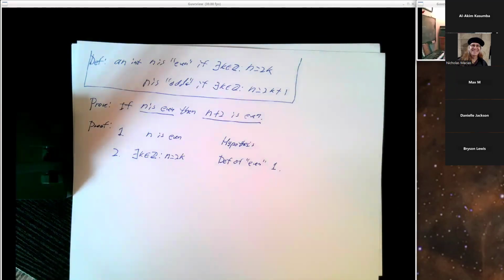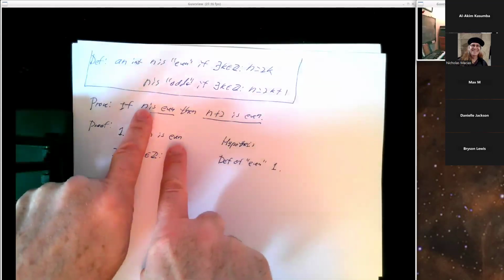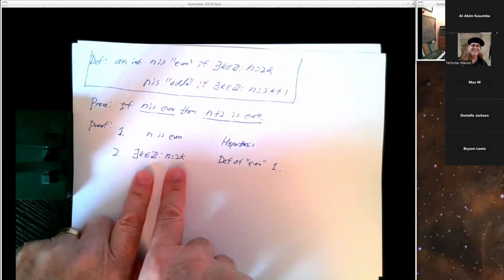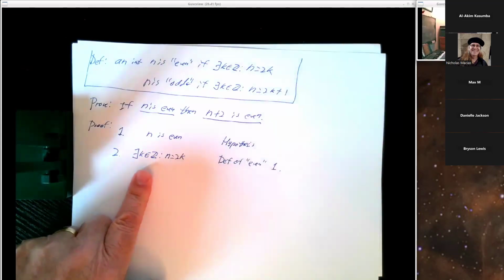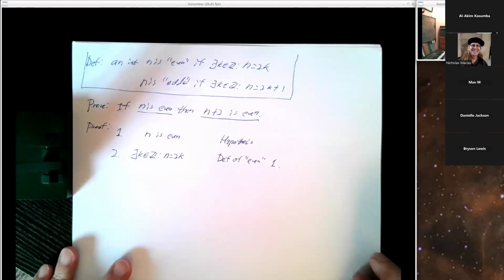All right, a lot of our proofs are going to start just like this. We're going to state the hypothesis, and then we're going to state some definitions to change this into something that we have more threads to pull on, more things to work with. So I started with the hypothesis n is even. I used the definition to write out this proposition. Now I've got 2 propositions to work with.